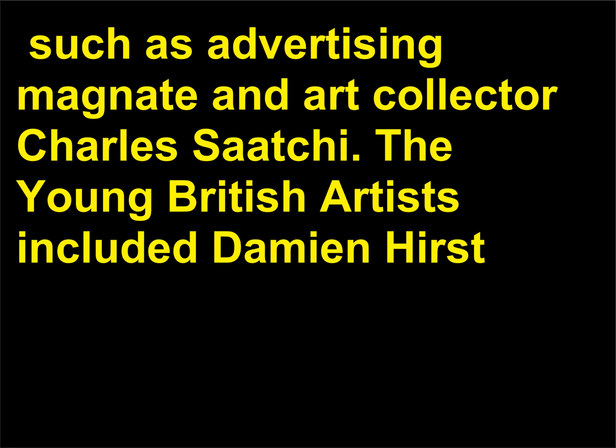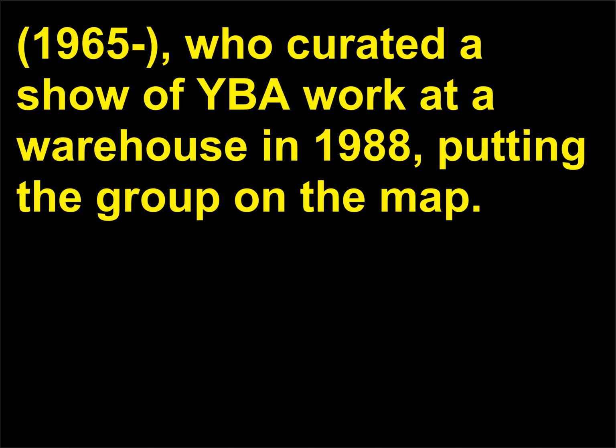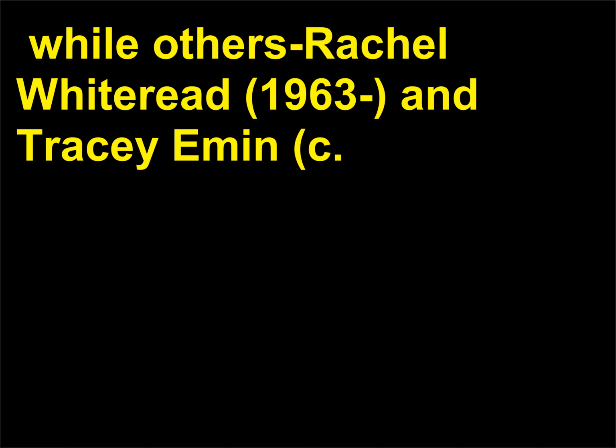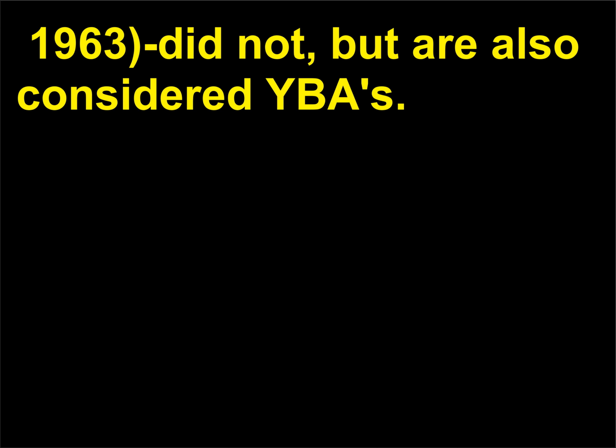The Young British Artists included Damien Hirst, 1965, who curated a show of YBA work at a warehouse in 1988, putting the group on the map. Other members, such as Gary Hume and Fiona Rae, exhibited in this early show, while others, Rachel Whiteread, 1963, and Tracey Emin, c. 1963, did not, but are also considered YBAs.